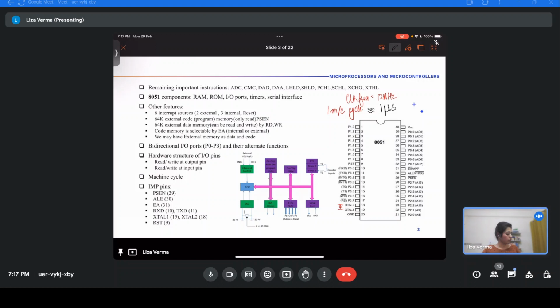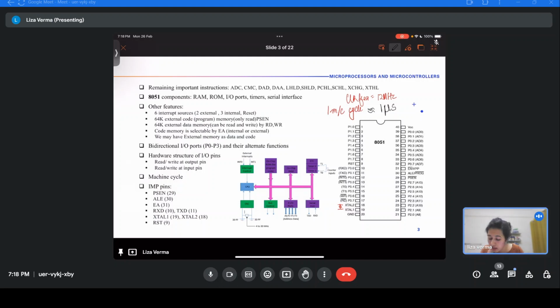Okay, these are the basics. Other features are 6 interrupt sources, 2 external, 3 internal, and a reset. Then we have kilobytes of external ROM and RAM.